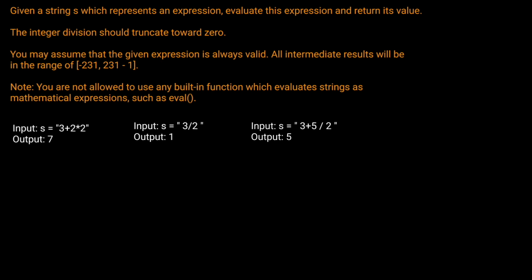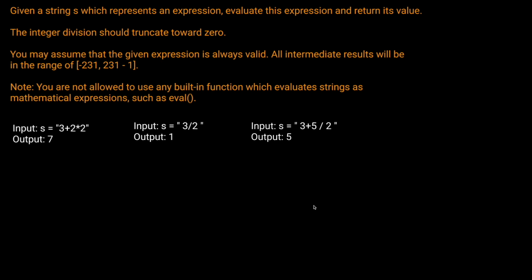Given a string s, which represents an expression, evaluate this expression and return its value. The integer division should truncate to 0, and you may assume that the given expression is always valid. All intermediate results will always be within the range of a 32-bit integer. Note you are not allowed to use any built-in function which evaluates strings as mathematical expressions, such as eval.